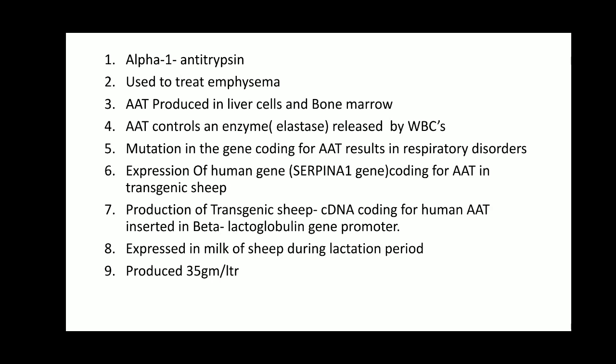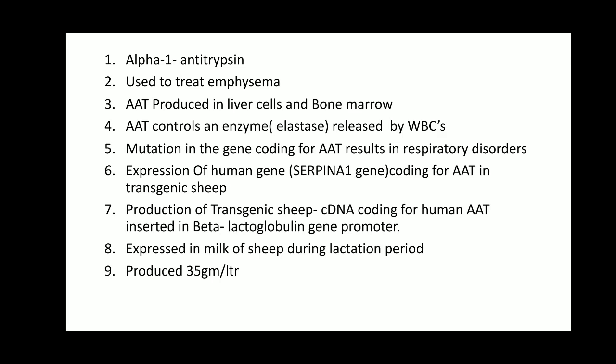So this cDNA coding for human alpha 1 antitrypsin is inserted in the beta lactoglobulin gene promoter. Why is it inserted in the beta lactoglobulin gene promoter? So what is the function of the promoter? The promoter helps in the expression of the gene to form the product in a given specific location only, right?